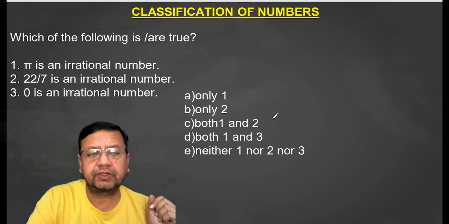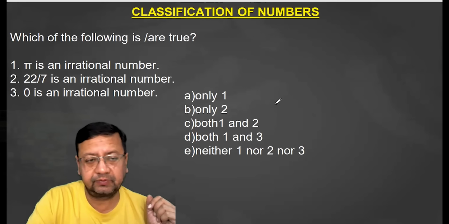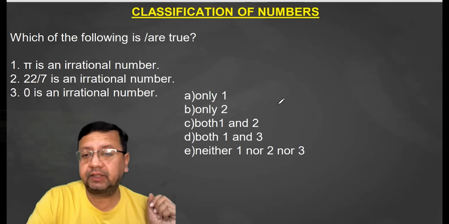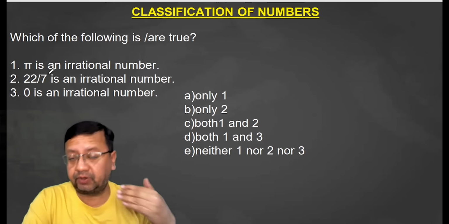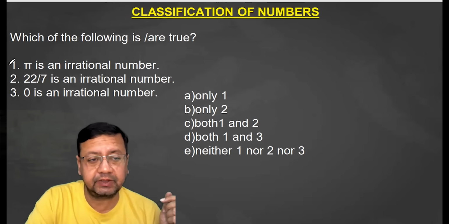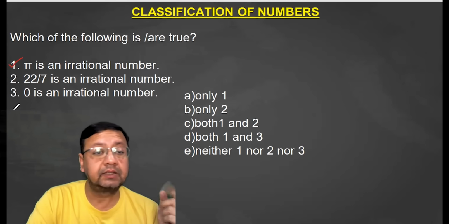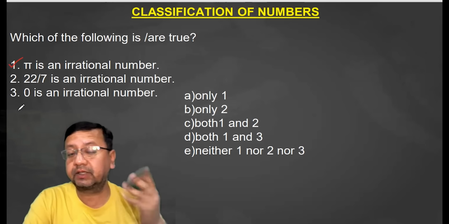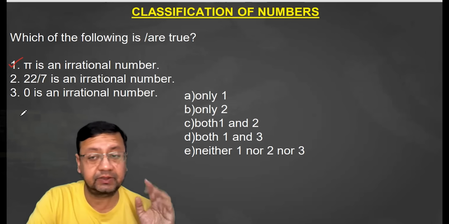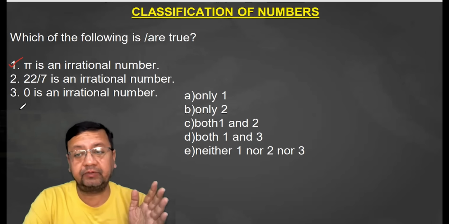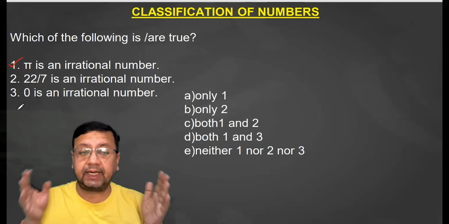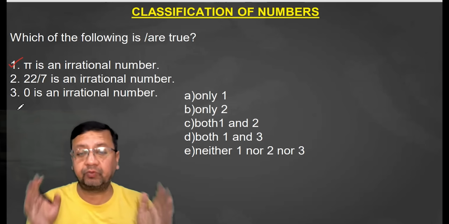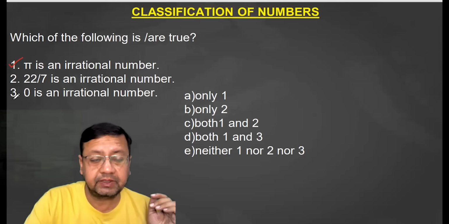Okay, now see this. Which of the following is are true. First statement, pi is an irrational number. Yes, pi is an irrational number because the value of pi is non-terminating, non-repeating. So this statement is true. Second, 22 by 7 is an irrational number. No, this is not. The value of pi we normally take as 22 by 7, but this is just the approximation of 3.14, right? So this second statement is not true.